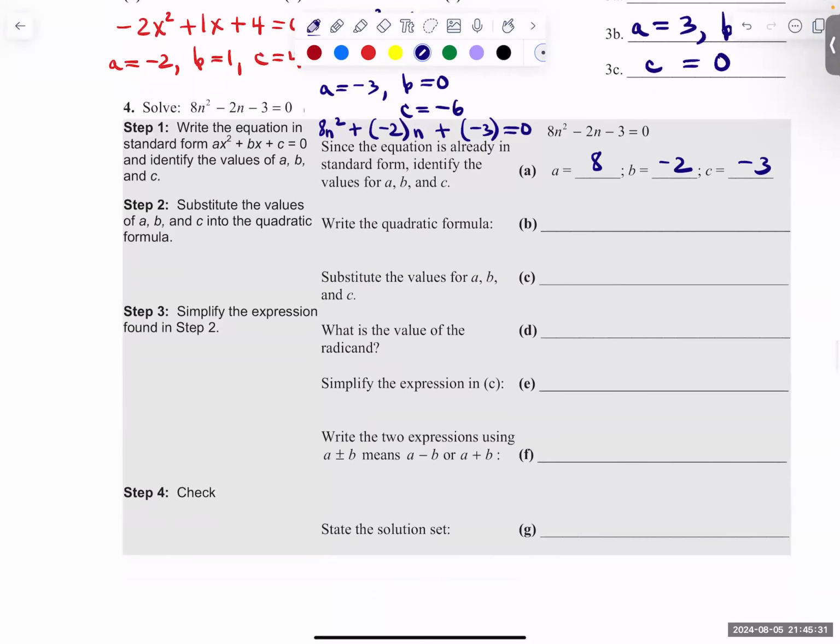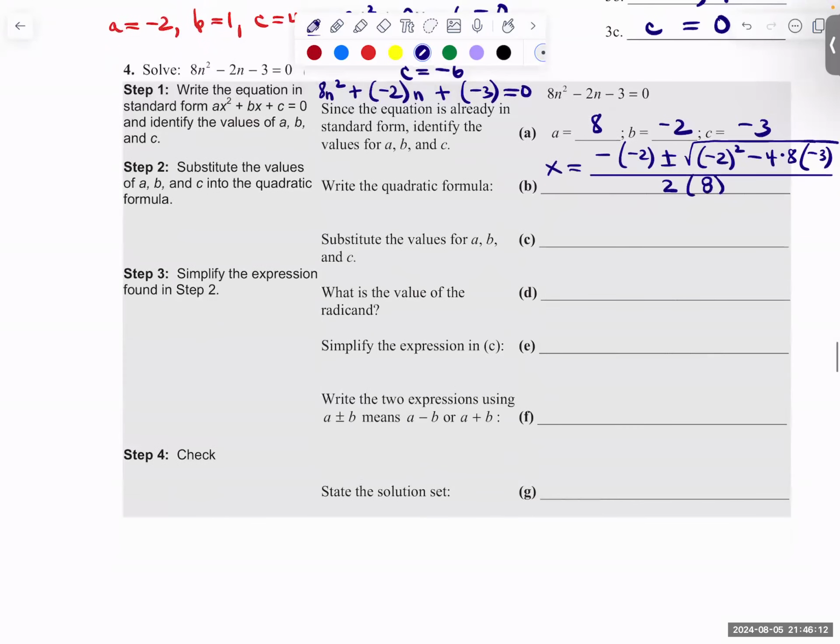Step 2, substitute the values of a, b, and c into the quadratic formula. So we'd have x equals negative b is negative 2 plus or minus the principal square root of b squared in parentheses is negative 2 squared minus 4 times a is 8 times c, negative 3, all divided by 2 times a is 2 times 8.